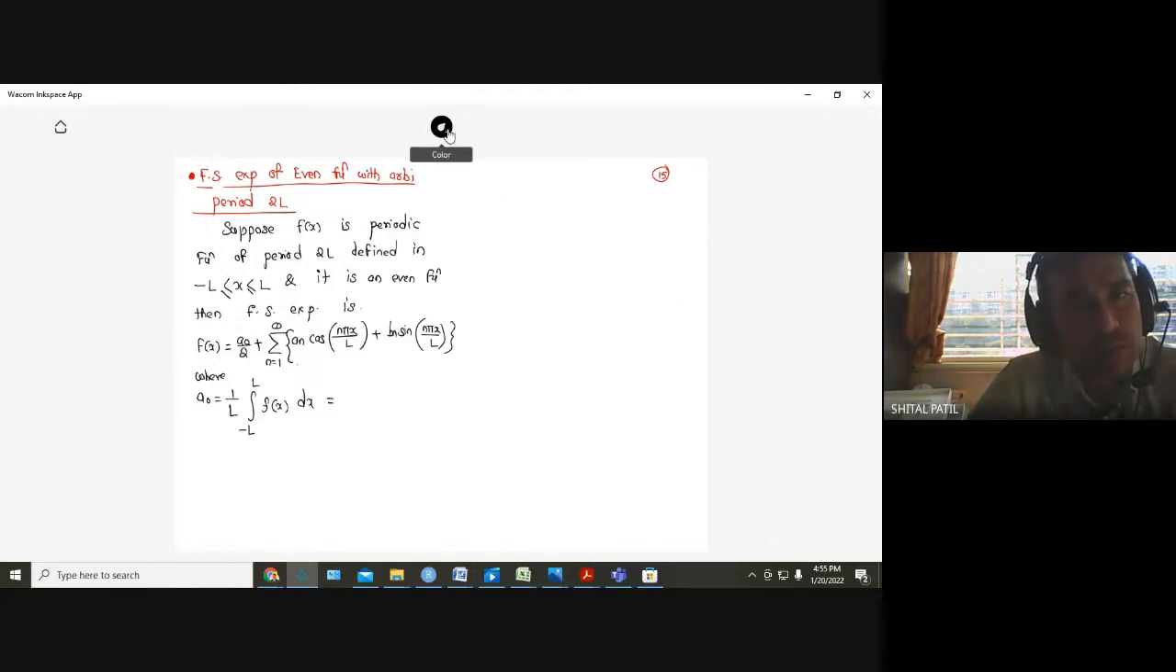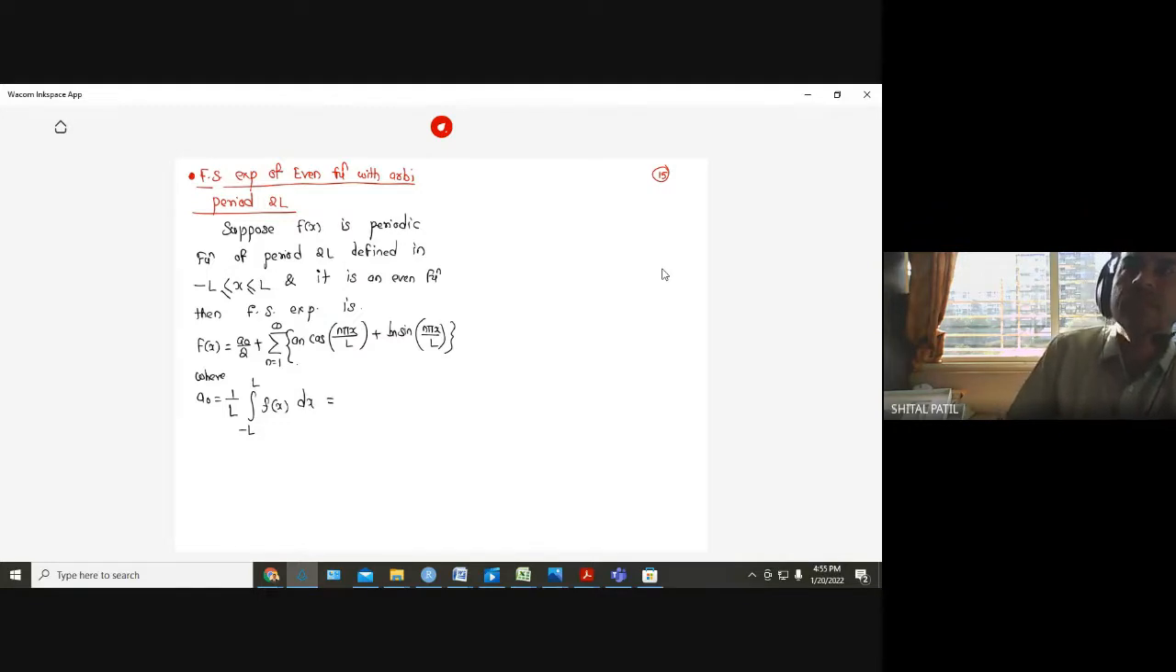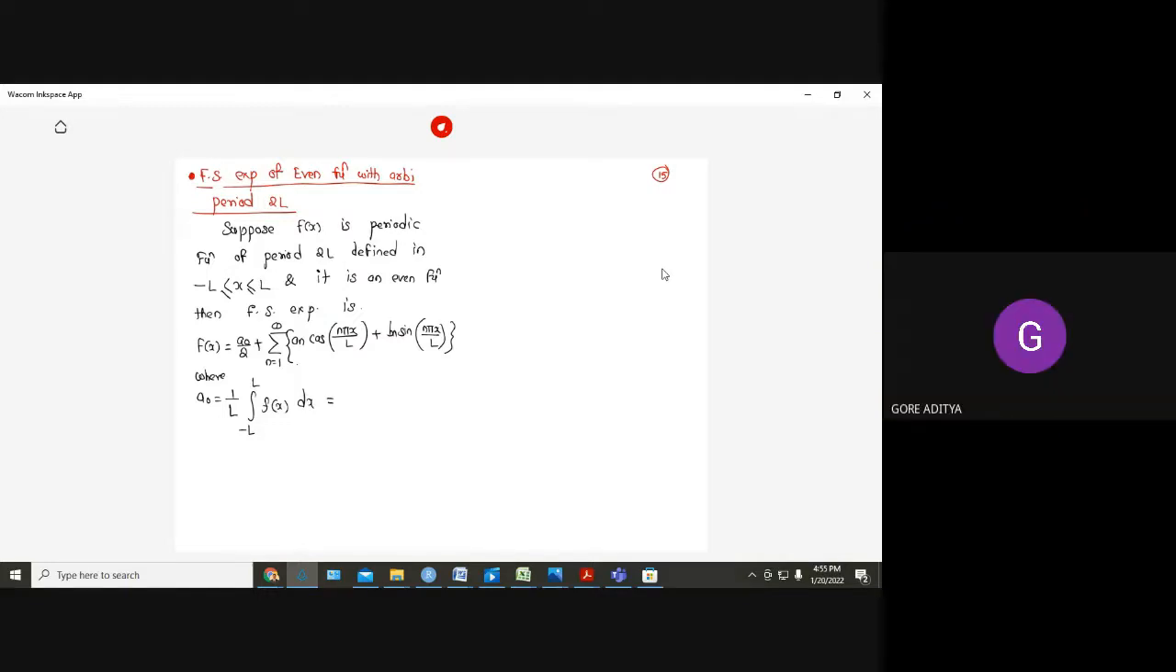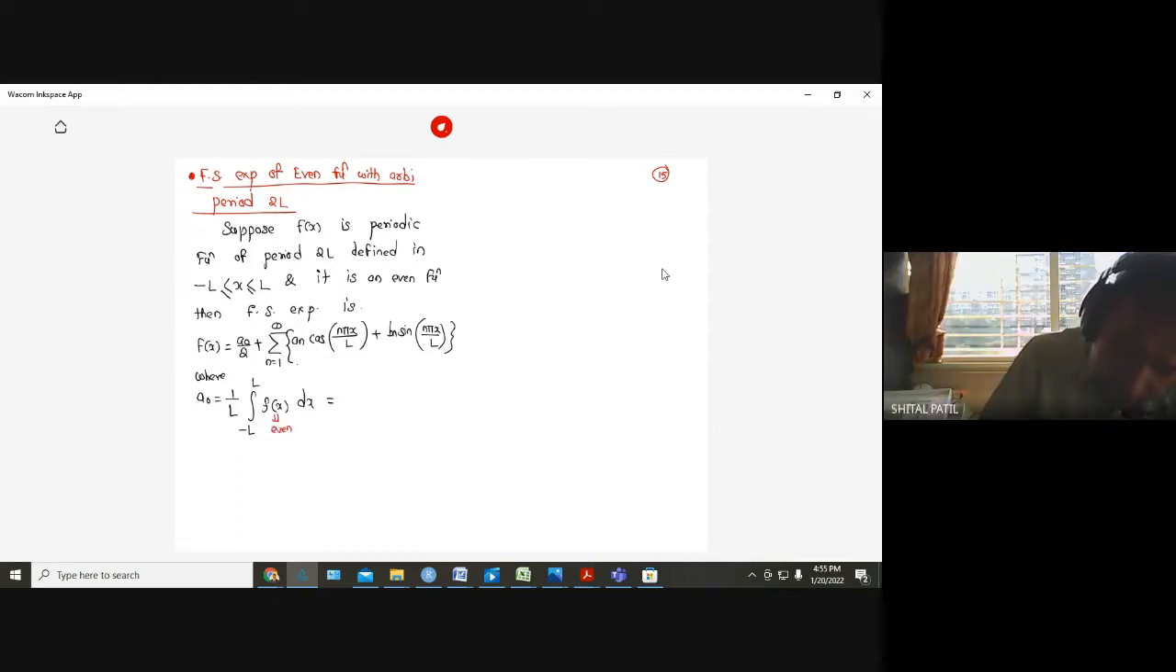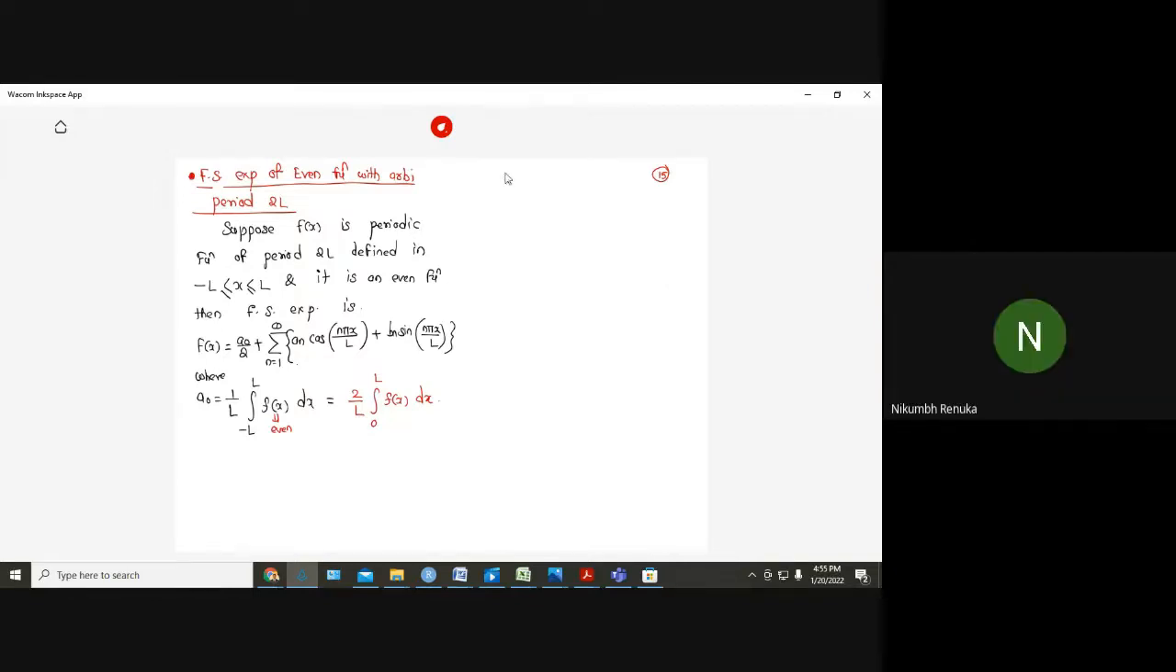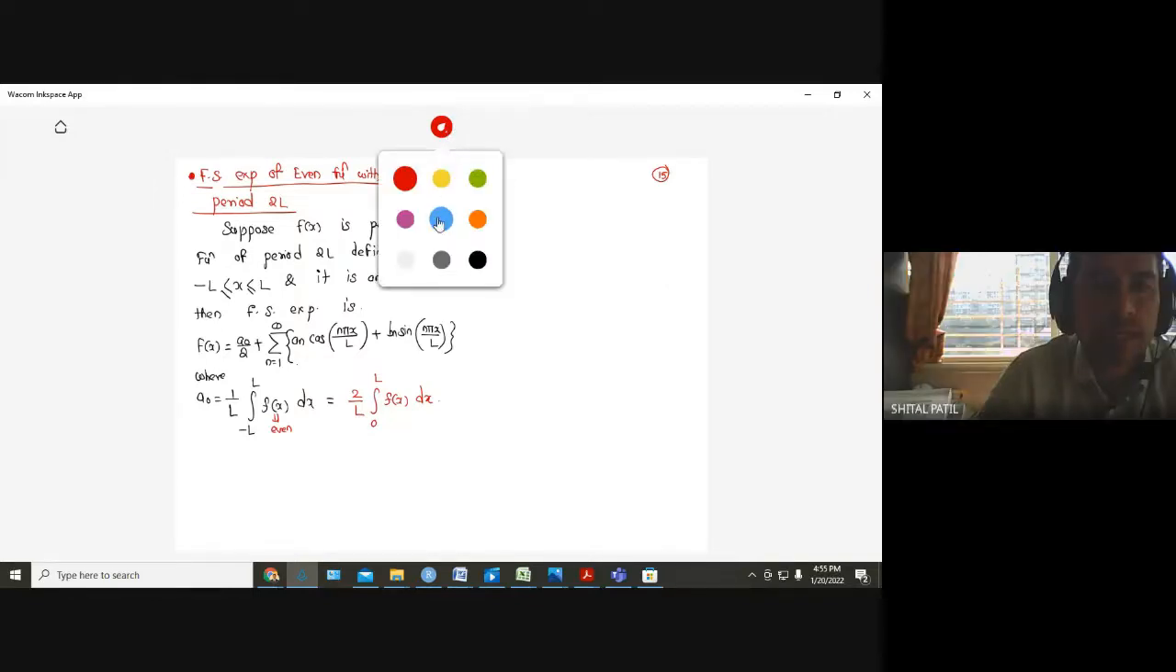Is it possible to simplify this formula, since f of x is an even function? Yes. Anyone? 2 upon L. Yes. Since it is an even function, it will be 2 by L, 2 times, and then the limit will be 0 to L, f of x dx. Getting everyone? Yes, sir. Very good.